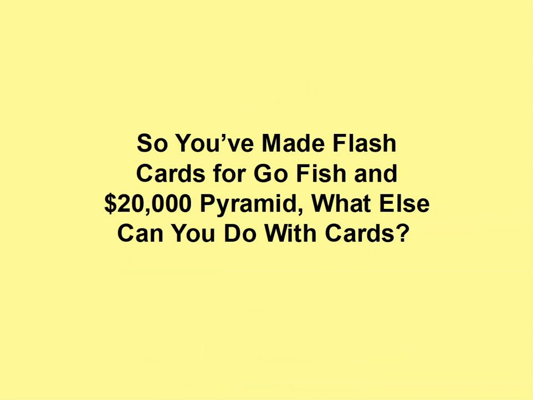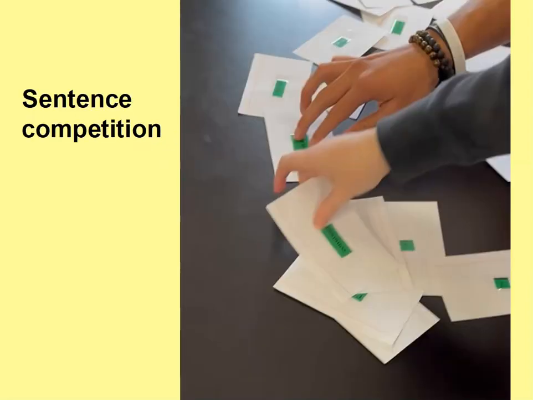This one I'm going to keep a close eye on the time because I might split it into 2 videos if it runs long. All right, so here's the deal. I don't like to spend all my time doing scut work. Neither do you, right? So you've made flashcards for Go Fish, and you've used them for $20,000 pyramid, or maybe you made them for $20,000 pyramid and you're using them for Go Fish. What else can you do with those cards so that you get double duty out of them?